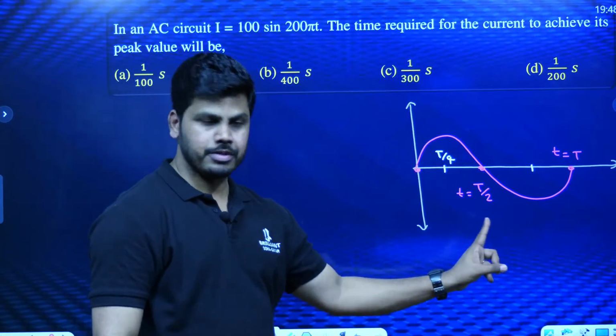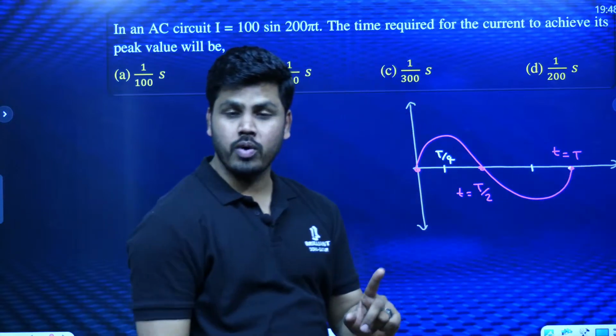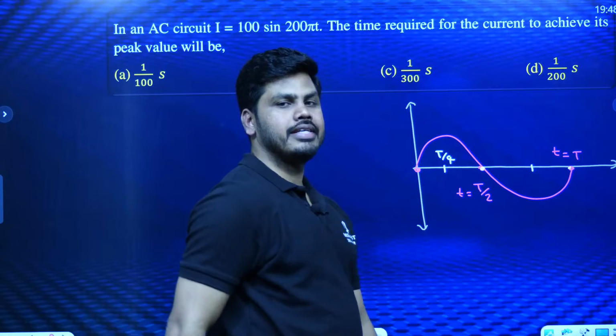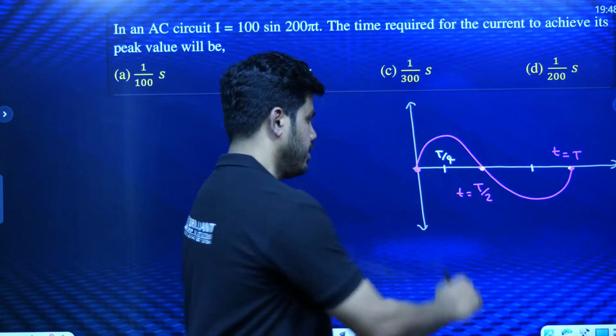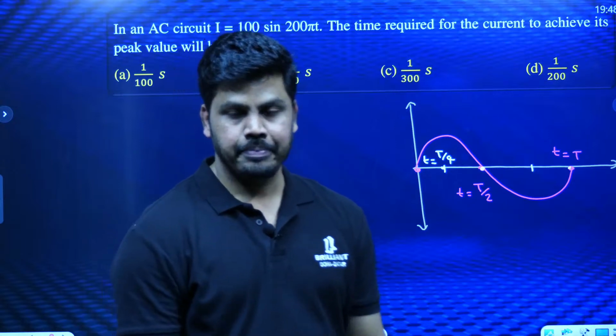Yes. Back to this. As I told you, this is one complete cycle. The time taken to complete one cycle is capital T, the time period. What is this? Half of the time interval, right? And even half of that is going to be one fourth of the total time interval.